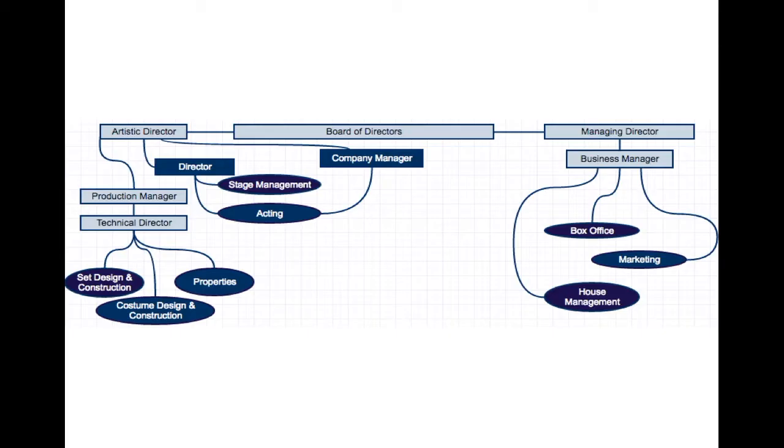After we talk about all of that under the artistic director, we're also going to be exploring what the managing director does and the people under them. The managing director handles all the business aspects, like I said, and the business manager does the day-to-day things for that. The box office reports to the business manager. They're the ones that sell you the tickets.